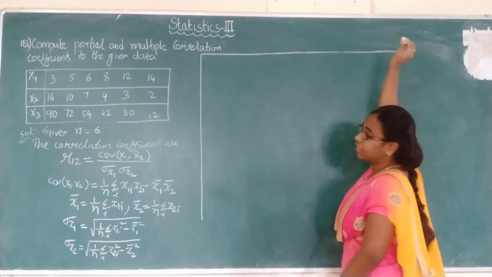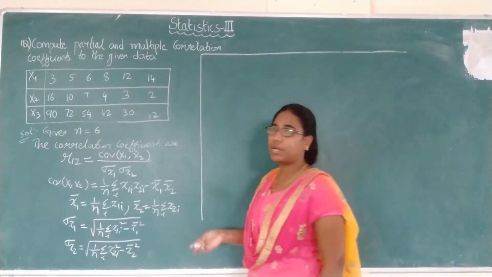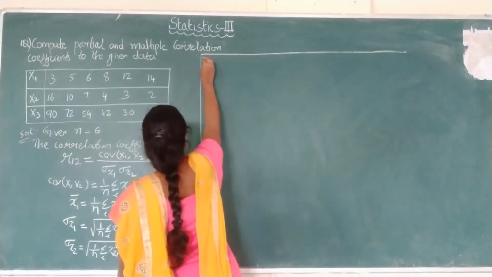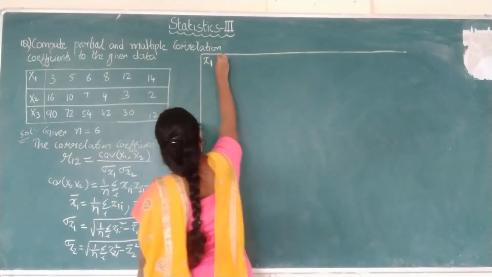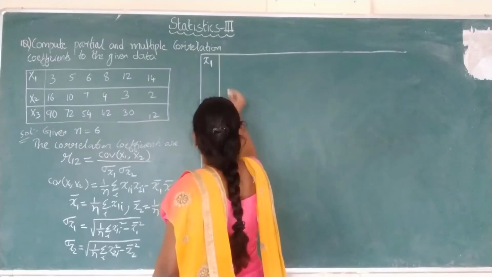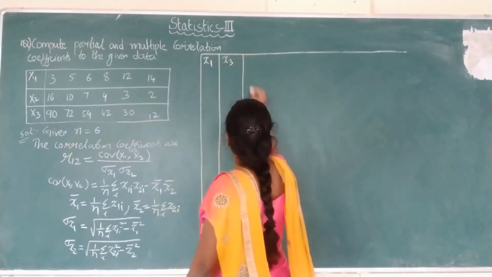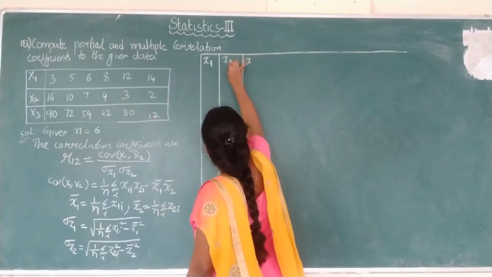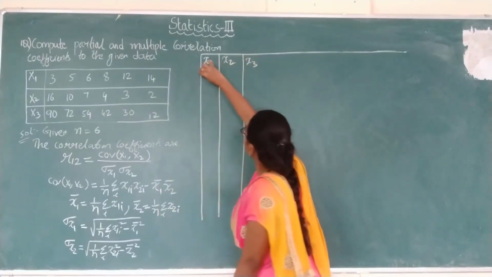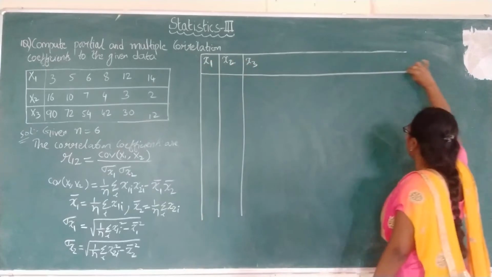So the first three values, that is x1, x2 and x3, are as they are. So write down x1, x2, next is x3. So these x1, x2, x3 are as they are.